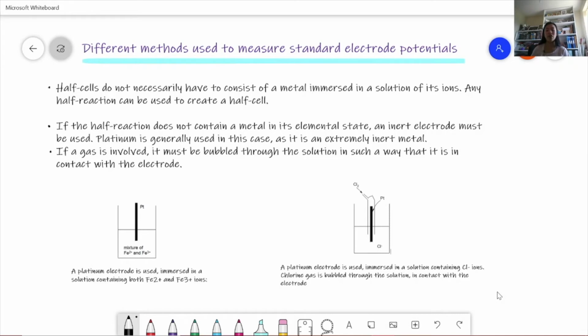And if a gas is involved, it must be bubbled through the solution in such a way that it is in contact with the electrode. So we have two examples here. We have a mixture of Fe2 plus and Fe3 plus. And because these are both aqueous, we've used a platinum electrode, which is solid and inert and also conducts electricity. And then in the second example, we have a platinum electrode again, and it's immersed in a solution containing the Cl- ions. However, the chlorine gas is bubbled through the solution, so it's still in contact with the electrode.